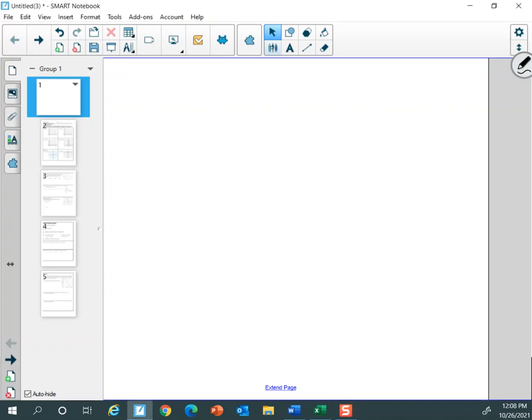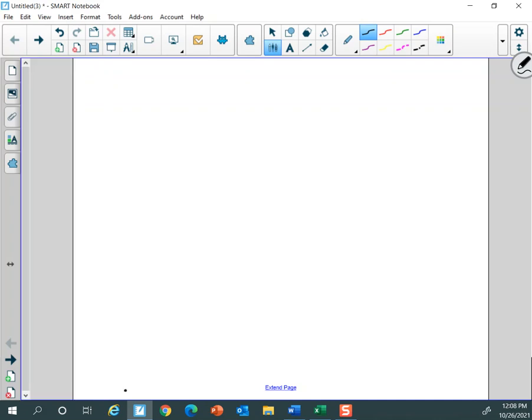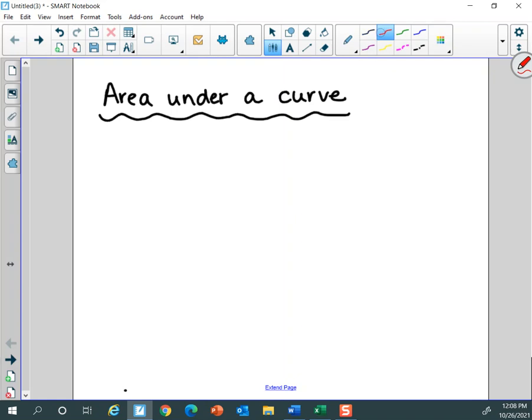Okay, we're going to start talking a little bit about the contents of lesson 14. In lesson 13, we talked about estimating the area under a curve. And area under a curve is going to be a common theme throughout our next several lessons.